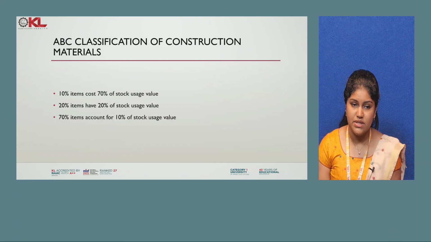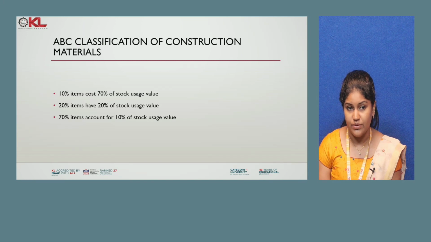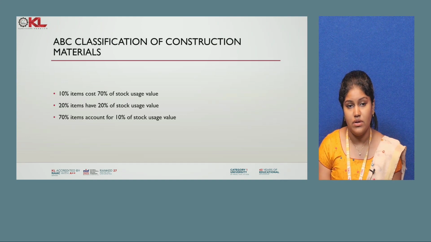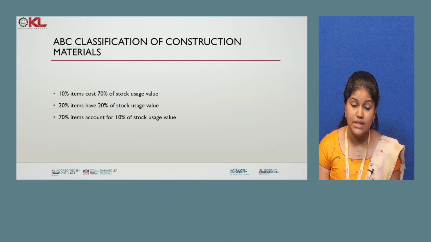So in the ABC classification, we are dividing the items. 10% of items, the most needed ones, will have 70% of the stock usage value, 20% of items will have 20% of the stock usage value, and the remaining 70% of items will have 10% of the stock usage value. That will be the most commonly used items with less stock usage value, but the 10% of items we are using very importantly, which we cannot avoid, will have 70%. This is how we are going to do the classification, ABC analysis.